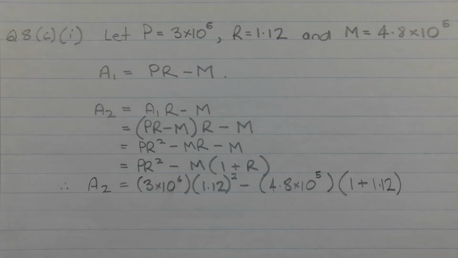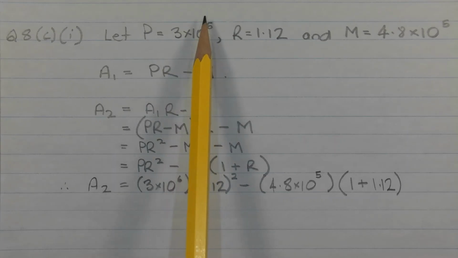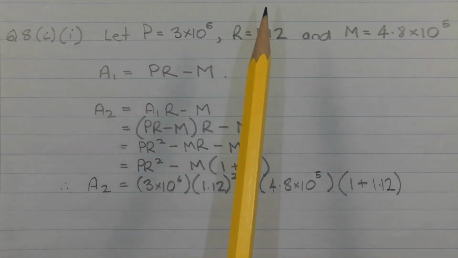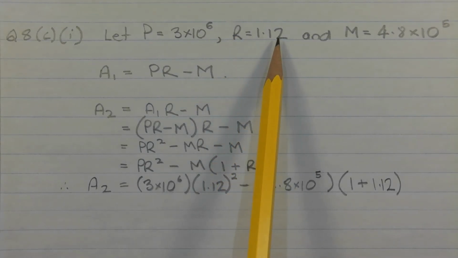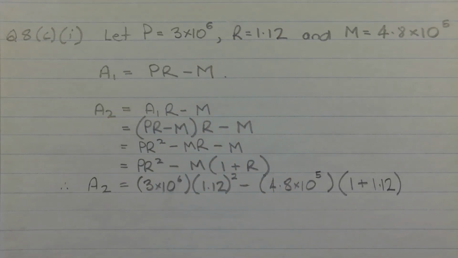To make the solution a little easier, we can work abstractly, in other words, working in algebra, and then substitute the values right at the very end. So I'm going to let P equal 3 times 10 to the power of 6. This represents the amount borrowed in scientific notation. This is $3 million. I'm going to let R equal 1.12, and this represents the percentage increase that the bank imposes on the loan. So that's a 12% increase per year.